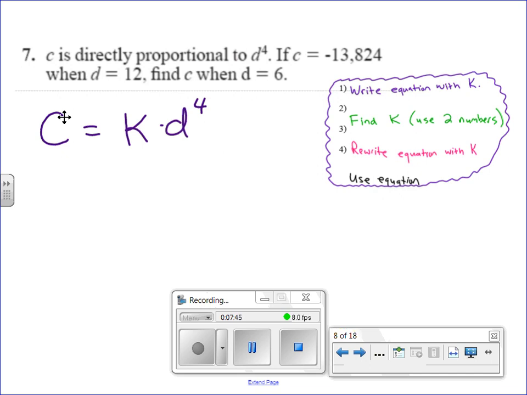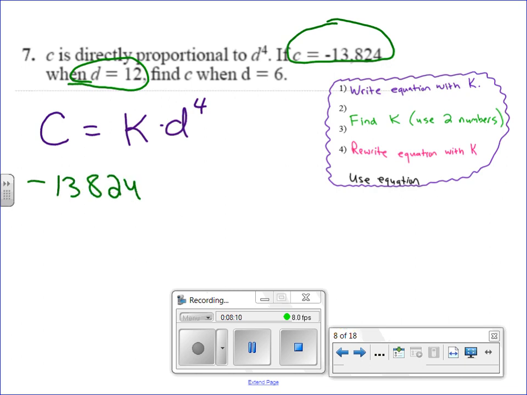Let's head to green. Find k using two numbers. It's normally the next two numbers you come to. If C equals -13,824 when D equals 12, these are my next two I'm going to use together to help me solve for k. And I like telling my classes this: once you use these two numbers, you never use them again. So maybe you could slash them out to remind yourself, I'm done with this one now. You won't get confused and try to use them a second time.